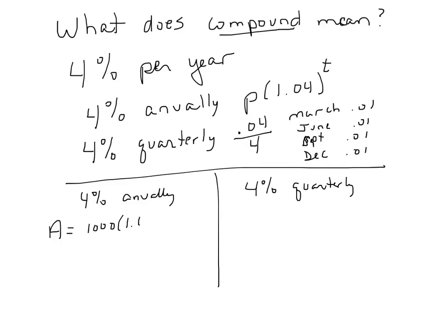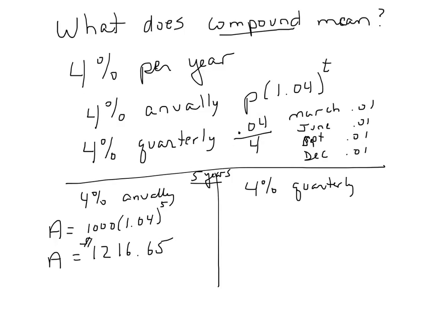My rate would be 1.04. And let's do this over 5 years for both of these, okay? Just for giggles. So I'm going to raise this one to the 5th power. And I'll tell you that the amount is equal to $1,216.65.